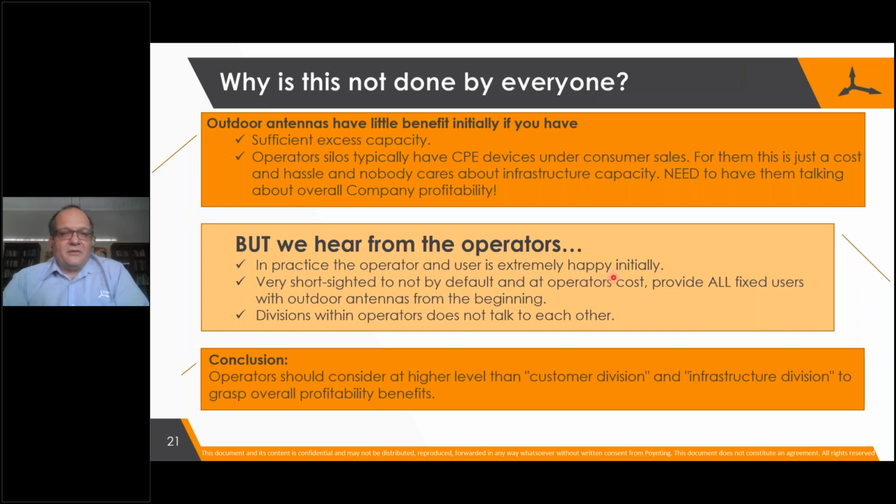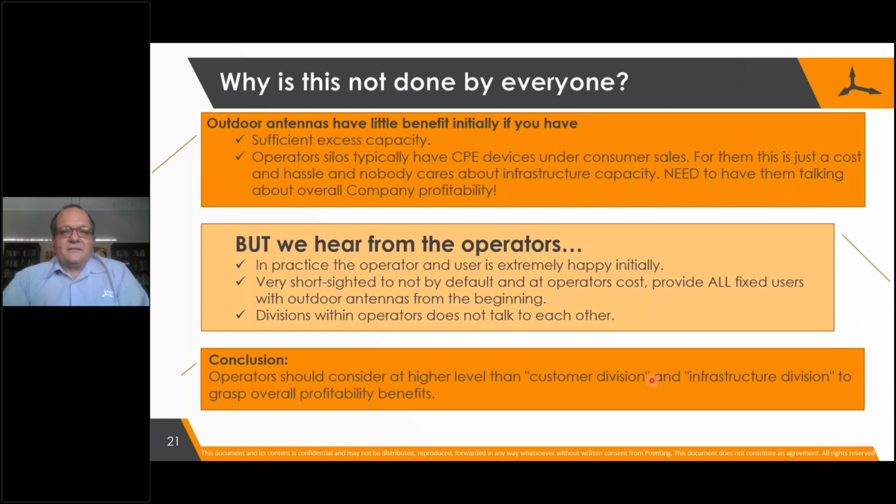So in practice, everyone is happy initially. The real problem is that it's quite short-sighted, because very soon the cells start filling up and you get a lot of unhappy consumers, or you find that you have to increase infrastructure, put microcells up, etc., in order to handle more people wanting to have a fixed service. And the problem is the talking between the different divisions. So, like I say, this is a difficult problem also because the organizations are big.